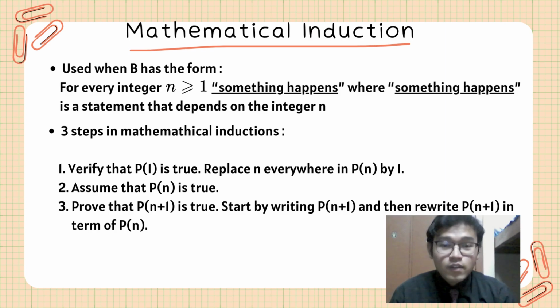The first step is to verify that P1 is true. Replace n everywhere in P(n) by 1. The second step is to assume that P(n) is true. And the third step is to prove that P(n+1) is true. Start by writing P(n+1) and then rewrite P(n+1) in terms of P(n).